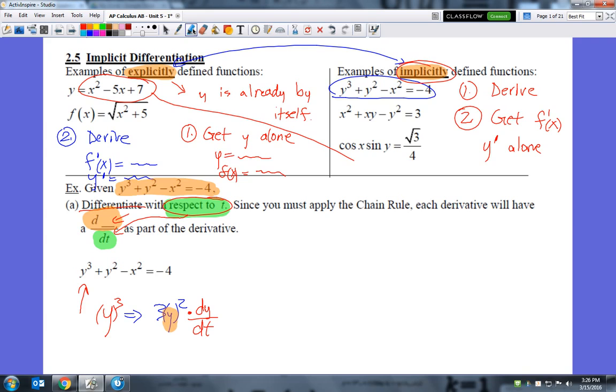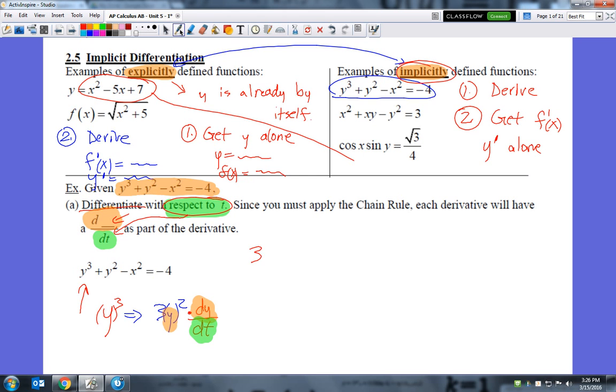And no longer do we have x's as our input variables. We can have a y as an input variable. So it'll be dy, that's the derivative of y, and it's going to be with respect to t. And that's because of what we were told in the question itself. Okay, so let's go ahead and keep going.